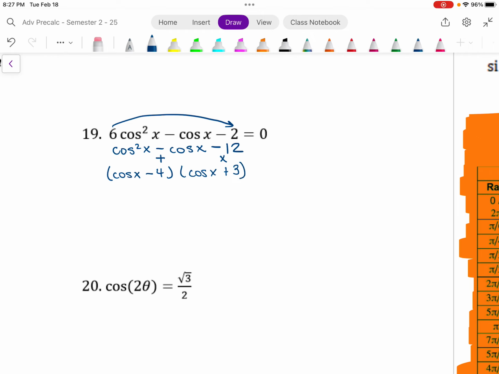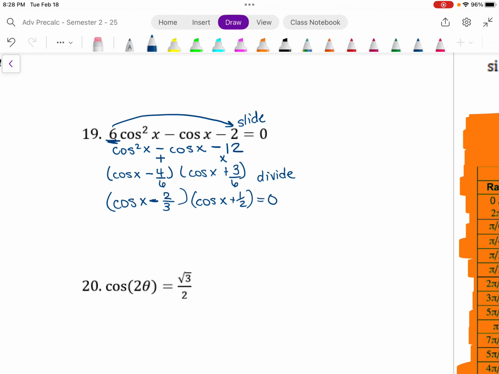Okay, and then I have to go back through. So we did slide, we factored. Now I got to go back and divide. So I have to undo that slide. And I'm going to divide by the number out front. So that gives me cosine x equals minus 2/3, and then cosine x plus 1/2.